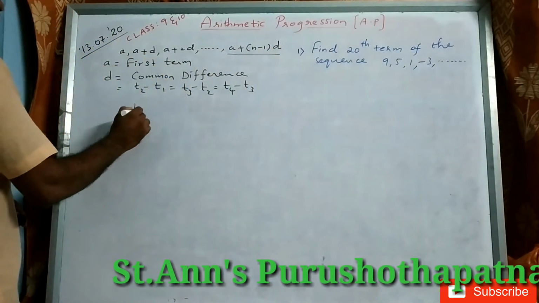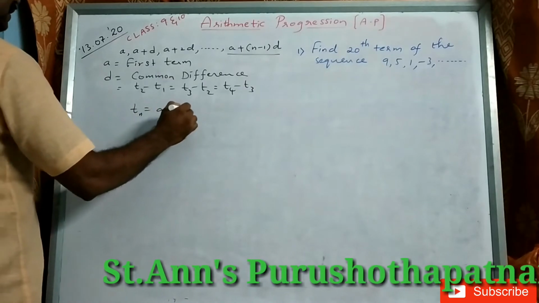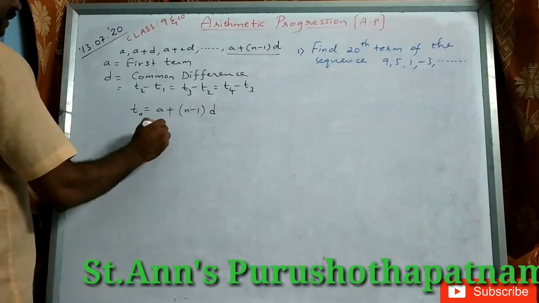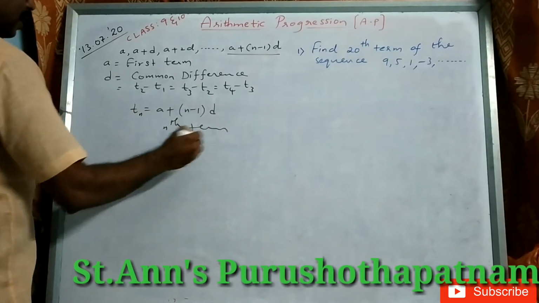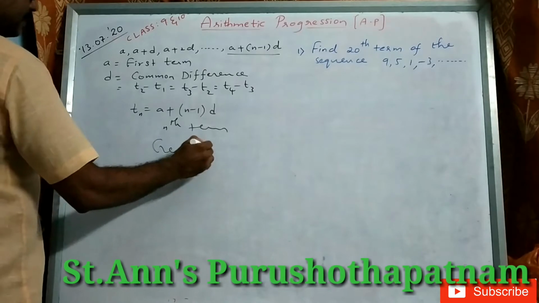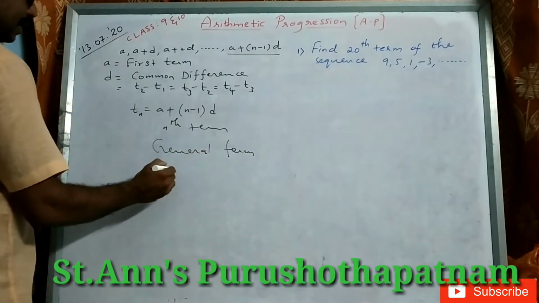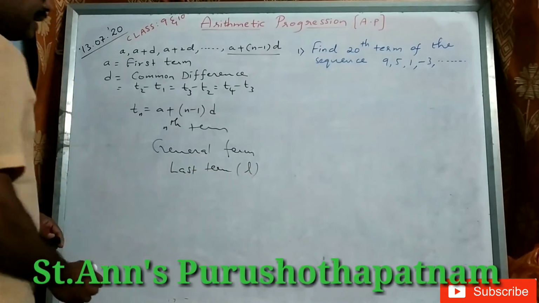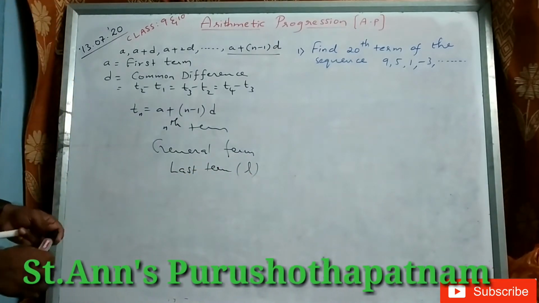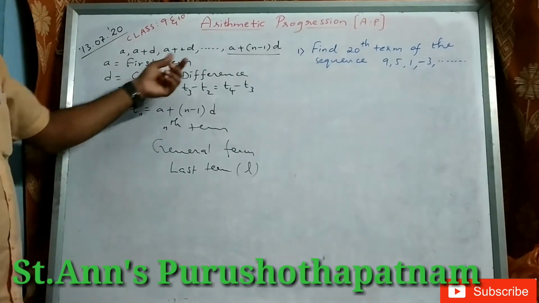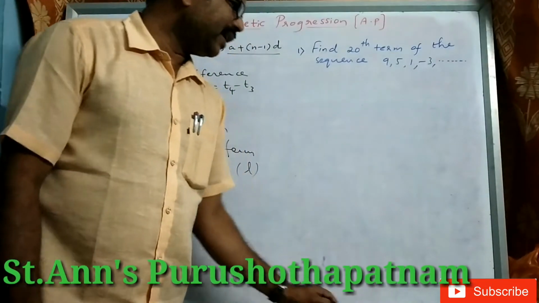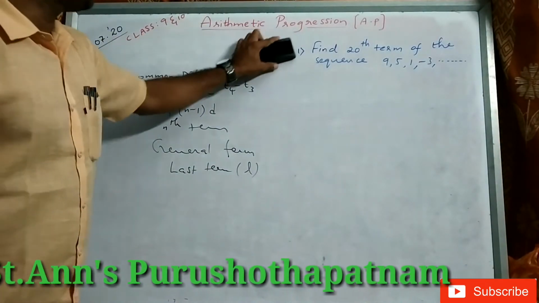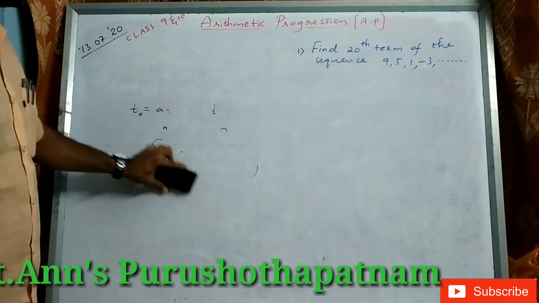So what do you call this term? A plus (n minus 1) into d is called the nth term, or general term, or last term. It is denoted by L. Remember that. By using this nth term, we can find our desired terms. For example, look at that problem.